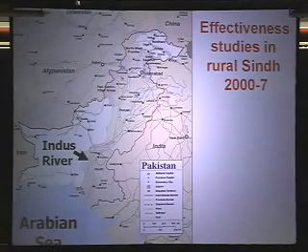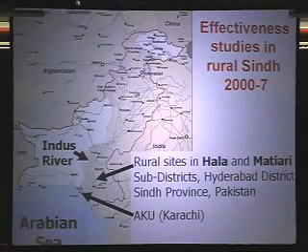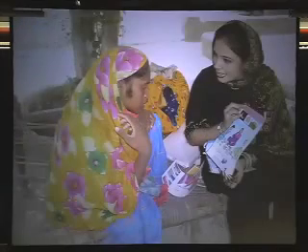So these are studies done in an area called Hala, which is about 3 hours away from Karachi. It's a rural population. It's a district with a population of about 1 million, typical of any rural populations in the world, very poor people, and general indicators which are consonant with what you see in South Asian rural populations.